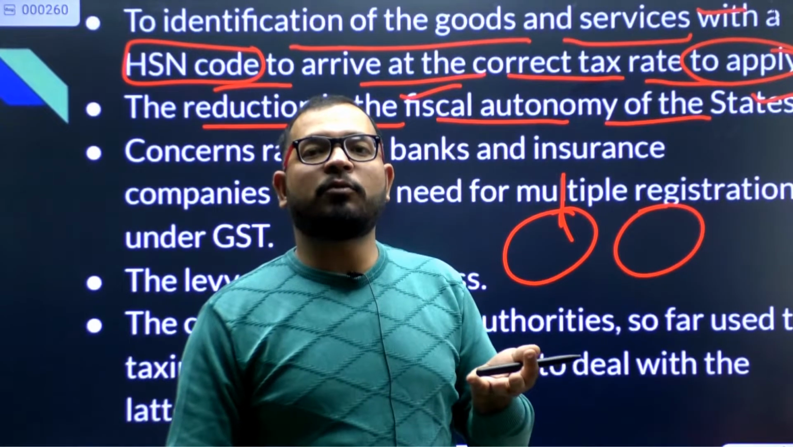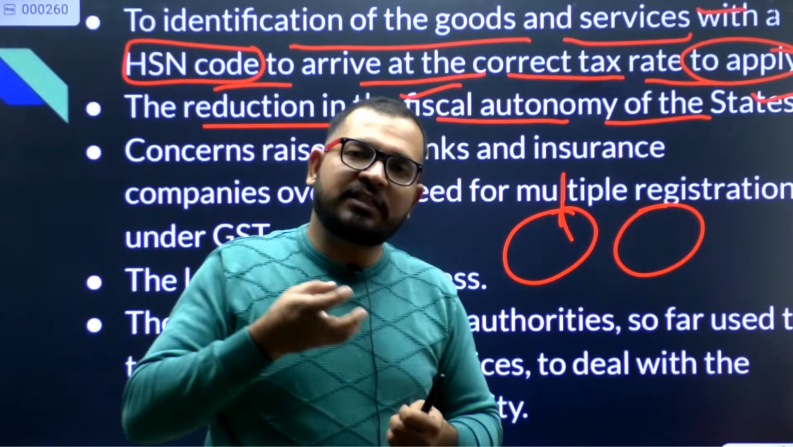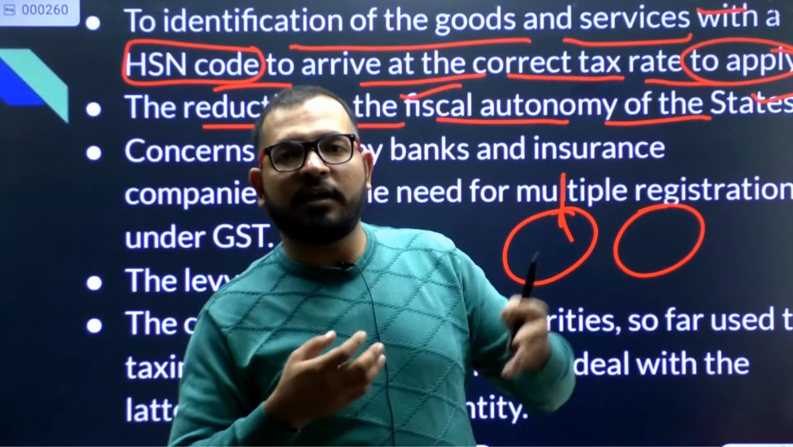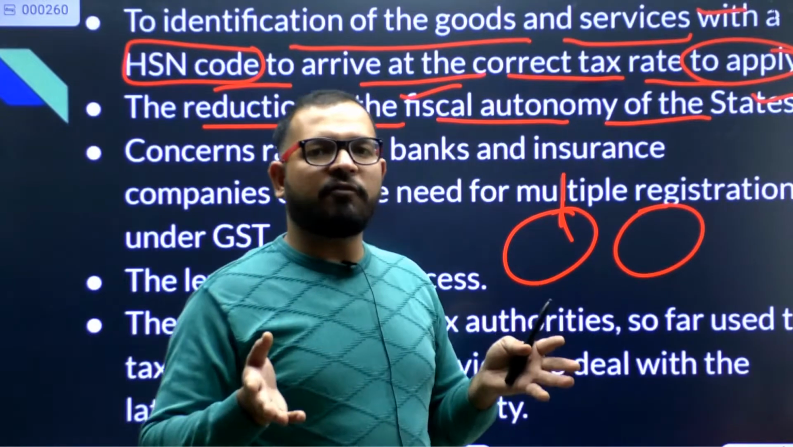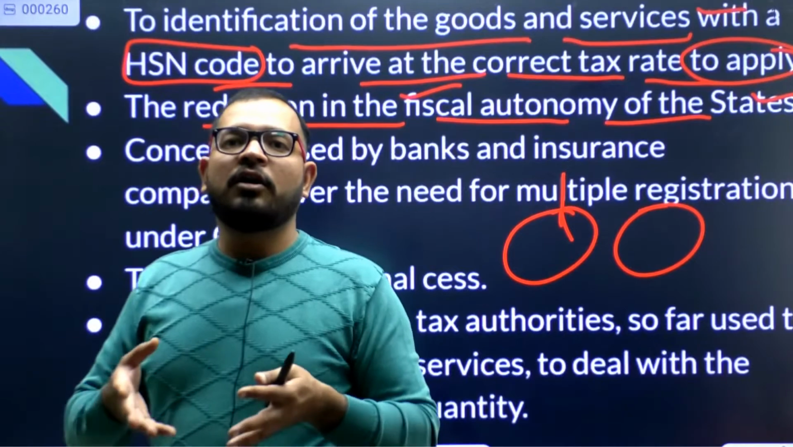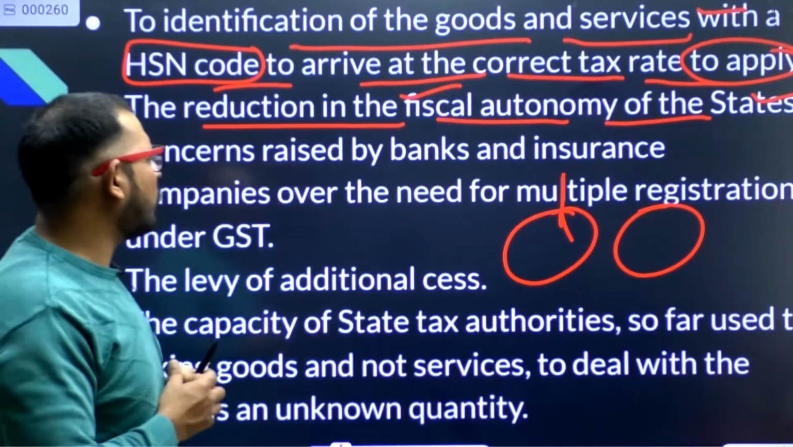But here there is much more population in the UP. UP consumed too much. So now GST tax collection is increased in the UP but decreased in Gujarat. So ultimately Gujarat was having enough money, earlier UP had not, but now because of the consumption UP is having enough money. So because of this it is decreasing the fiscal autonomy of the state.